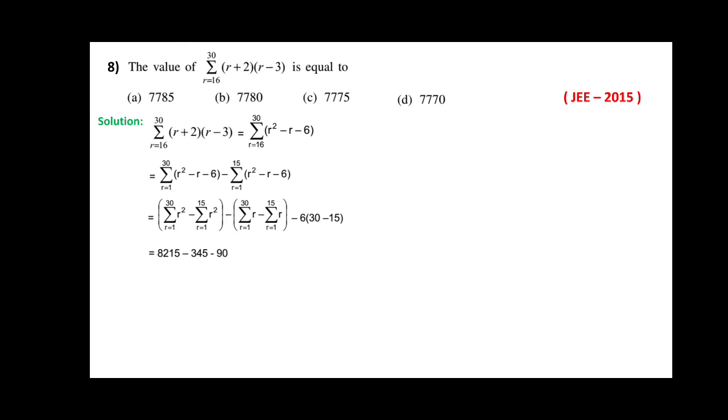calculation, we have 8215 for the first bracket, minus 345 for the second bracket, and minus 90 for the third bracket. By simplifying this number, we have the answer 7780. So this is the calculation.